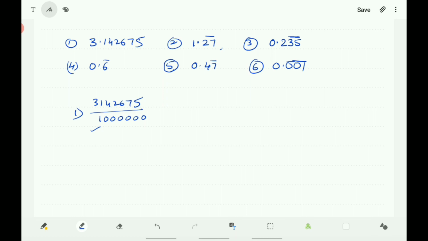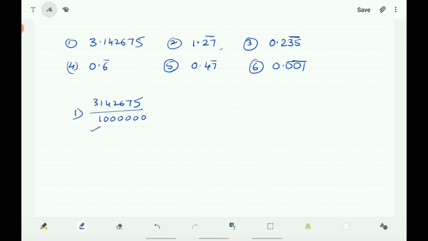And in the fifth, 0.47, 4 is non-recurring and 7 is recurring. In the first step you take x equals, after that you multiply both the sides by 10 to transfer 4 to the integral part. Then it becomes 10x = 4.77 like this. And to transfer that 7 to the integral part, again you must multiply it by 10. And you will get the second relation. By using the first and the second relation you convert this into P by Q form.